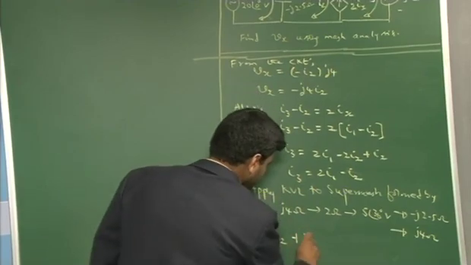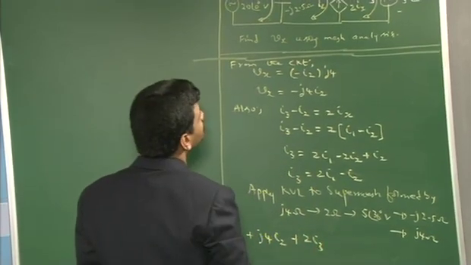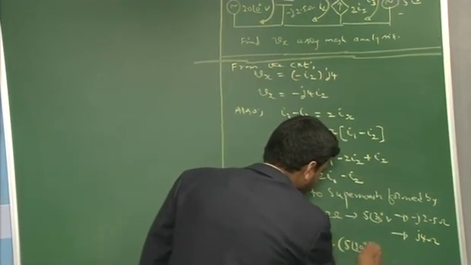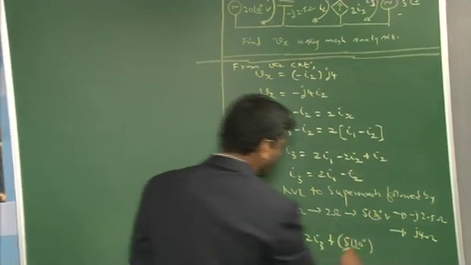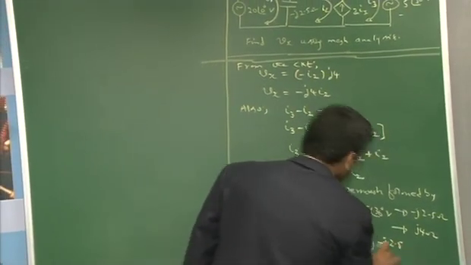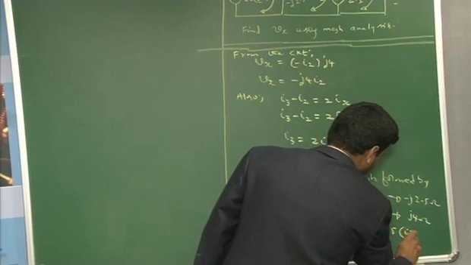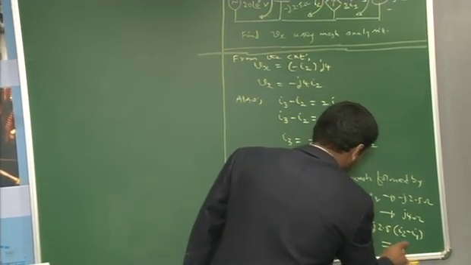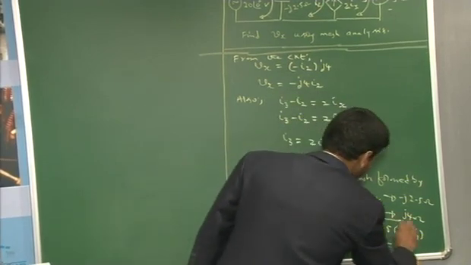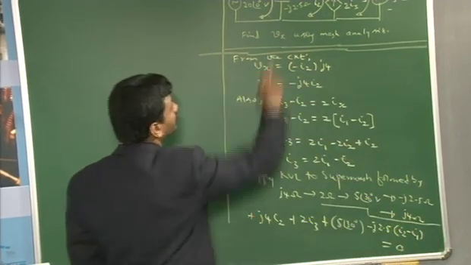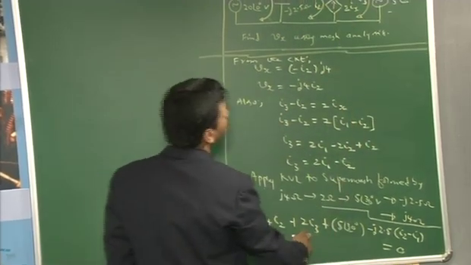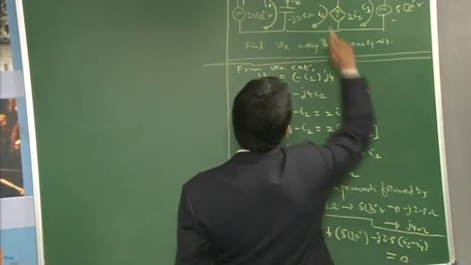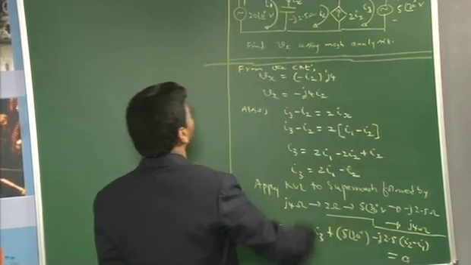Then plus 2 I3, then plus polar form, keep 5 at an angle of 30 in brackets, then minus j2.5 into I2 minus I1 is equal to 0. Okay. So, j4 I2 plus 2 I3 plus 5 at an angle of 30 voltage drop, then minus j2.5 into I2 minus I1, okay, right.